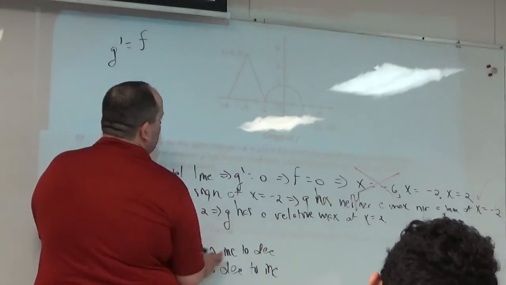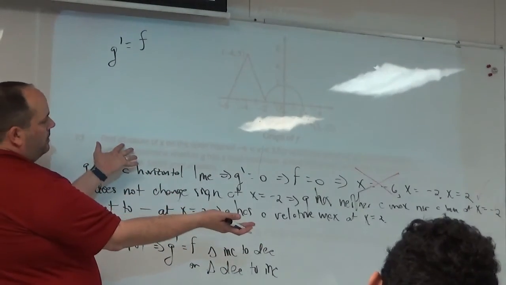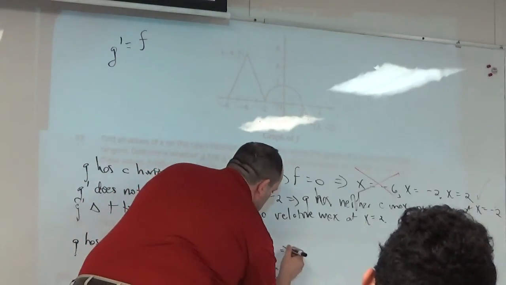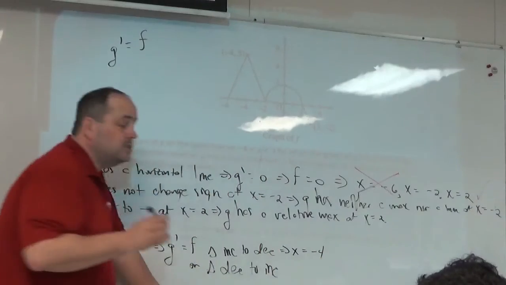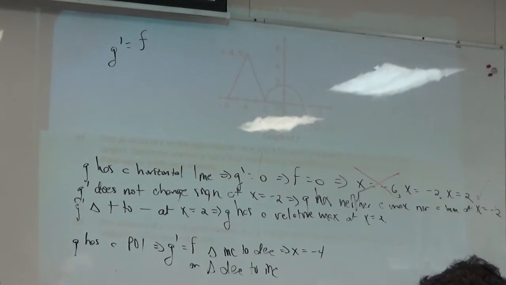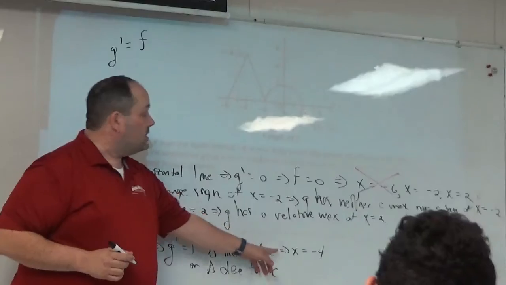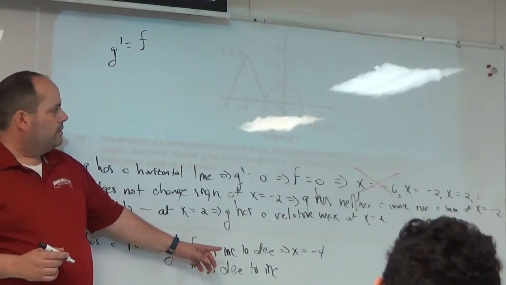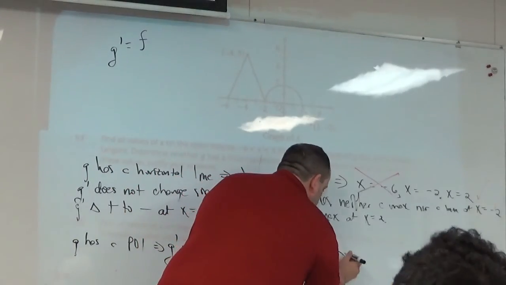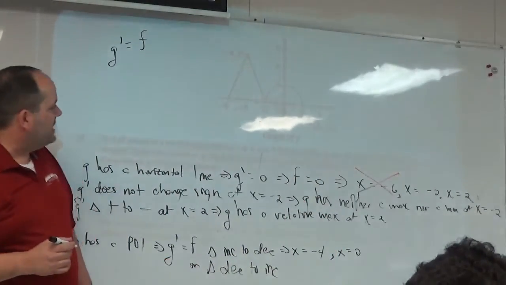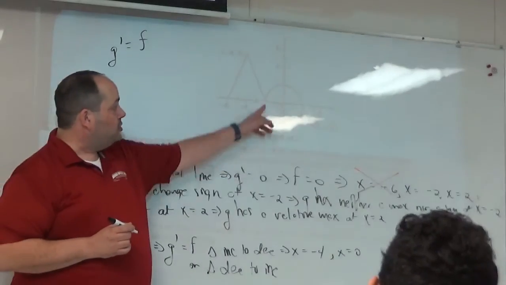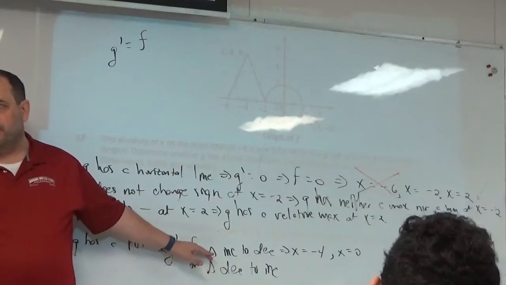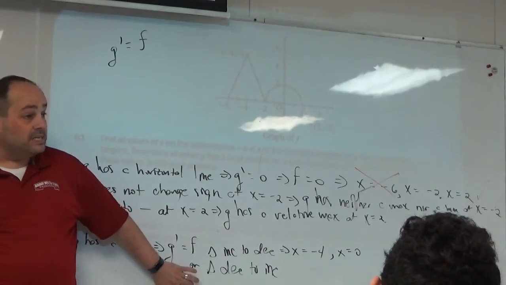G prime changes from increasing to decreasing. Where? X equals -4. I agree. Anywhere else to change from increasing to decreasing? X equals -2. Right, look at the whole graph. X equals 0. The person who said X equals -2 is right, but it's not a change from increasing to decreasing. It's the change from decreasing to increasing.